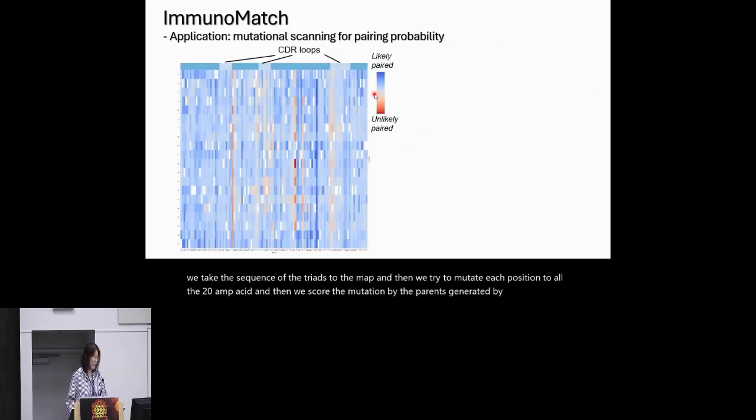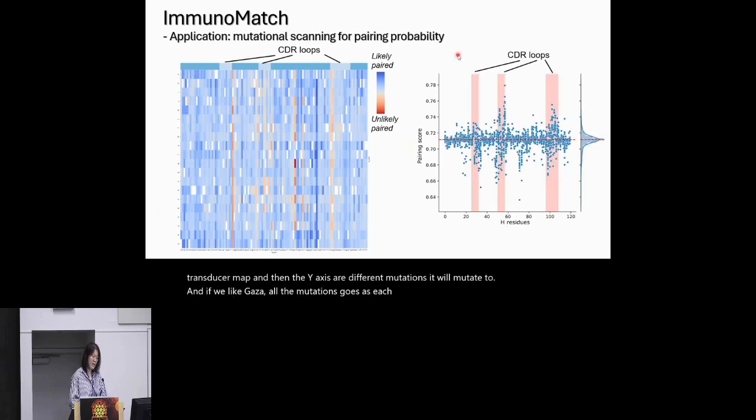As a result, you have this huge heat map. The x-axis shows the different residues of trastuzumab, and the y-axis shows the different mutations it is mutated to. And if we gather all the mutation scores at each position, we acquire this scatter plot. The x-axis is the heavy chain residue and the y-axis is the pairing score. The red lines are the score for the wild type. So we can see that you have a lot of space to optimize the heavy-light chain pairing around the CDR loops, and also some in the framework region.